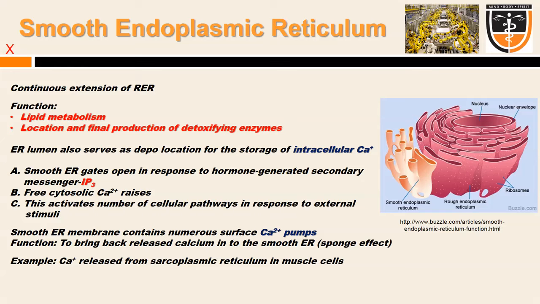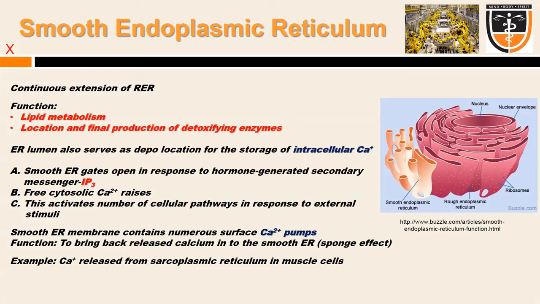So if you stimulate the cells through certain stimuli, you will cause a formation of the secondary messenger called inositol 3-phosphate, which we're going to talk about in an upcoming lecture. This inositol 3-phosphate will now stimulate the smooth endoplasmic reticulum to release calcium. So this calcium will go out of the smooth endoplasmic reticulum into the cytoplasm, and this calcium will activate a number of cellular pathways and certain processes, such as contraction in cardiac cells. So release of calcium from smooth endoplasmic reticulum will stimulate the contraction of cardiac muscle.